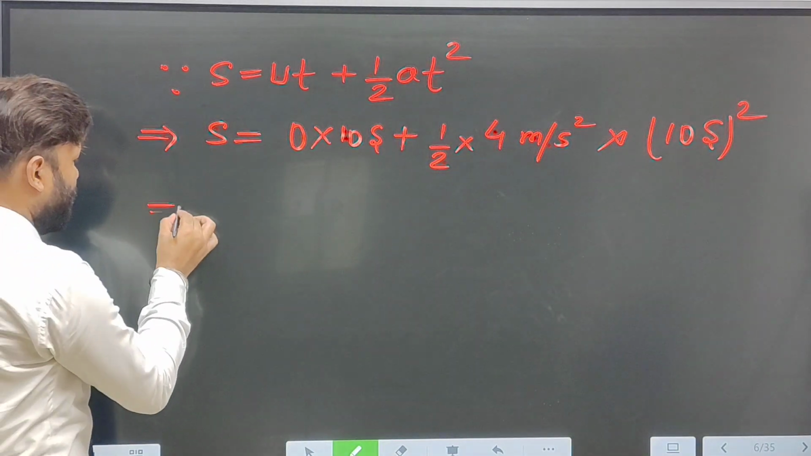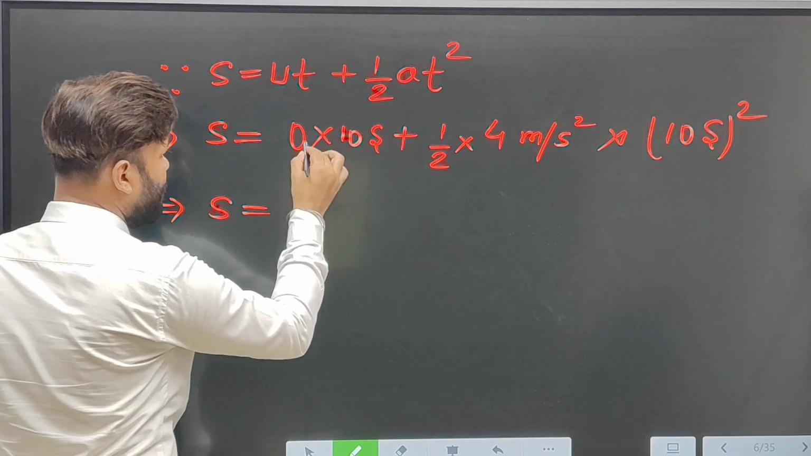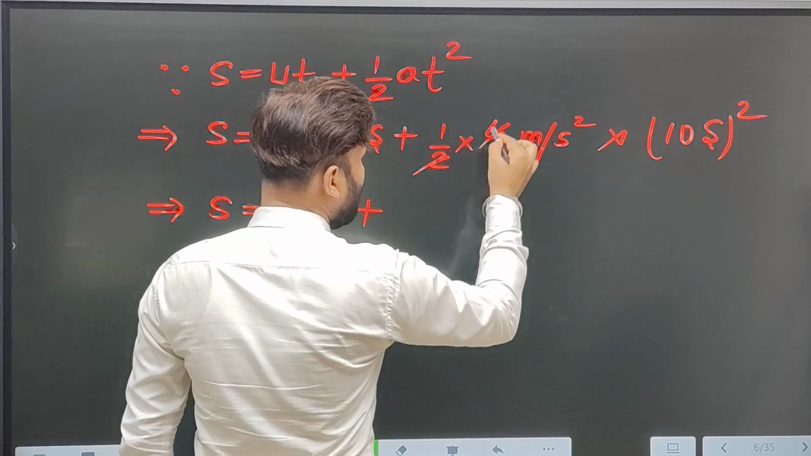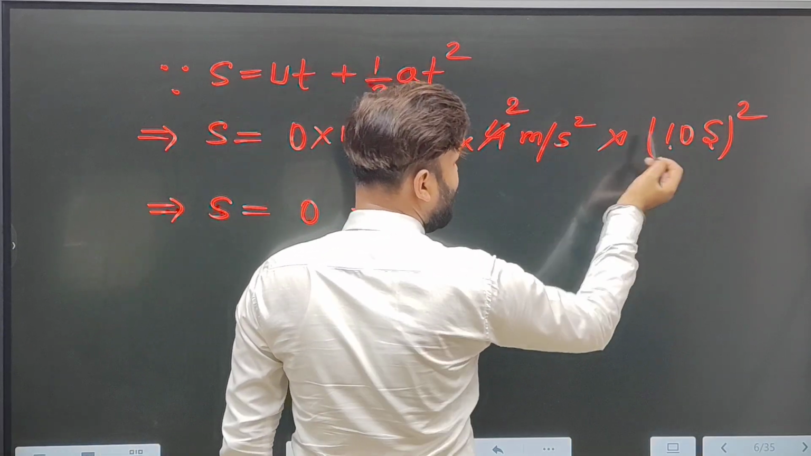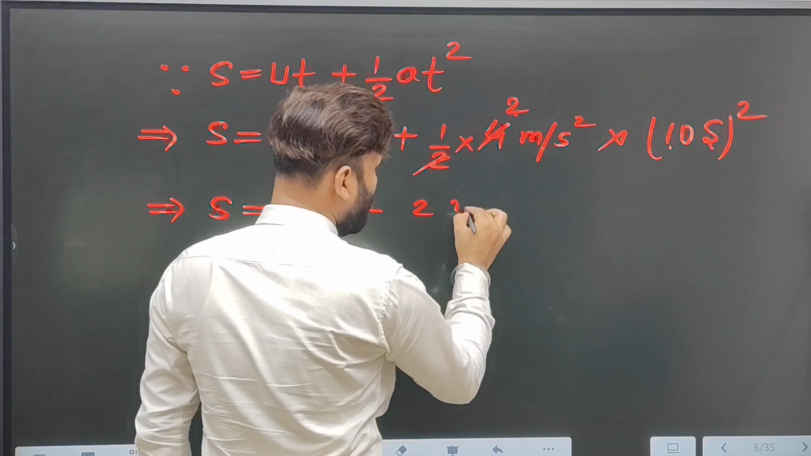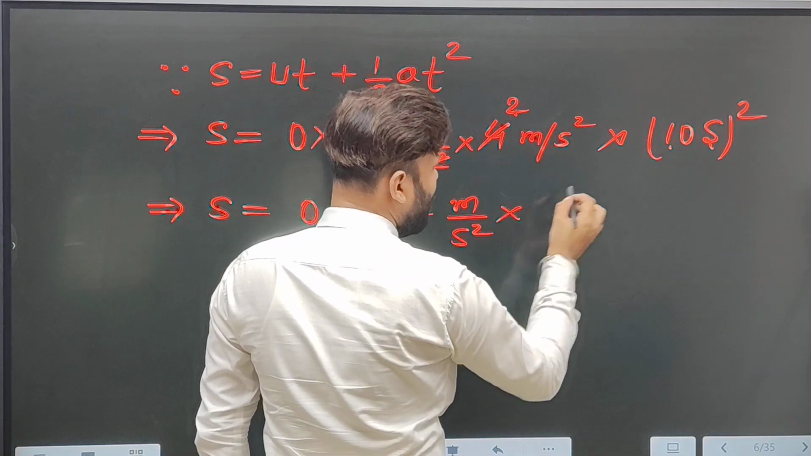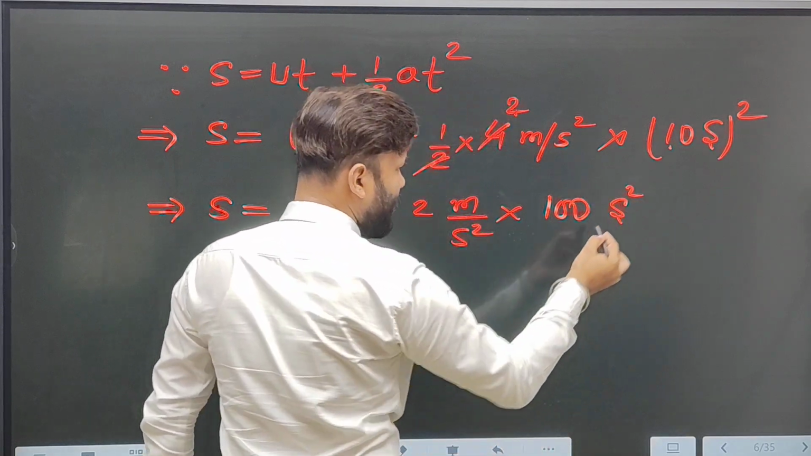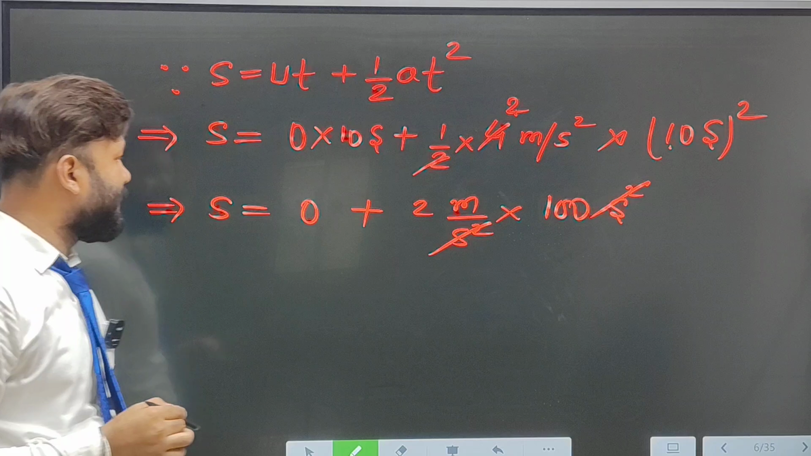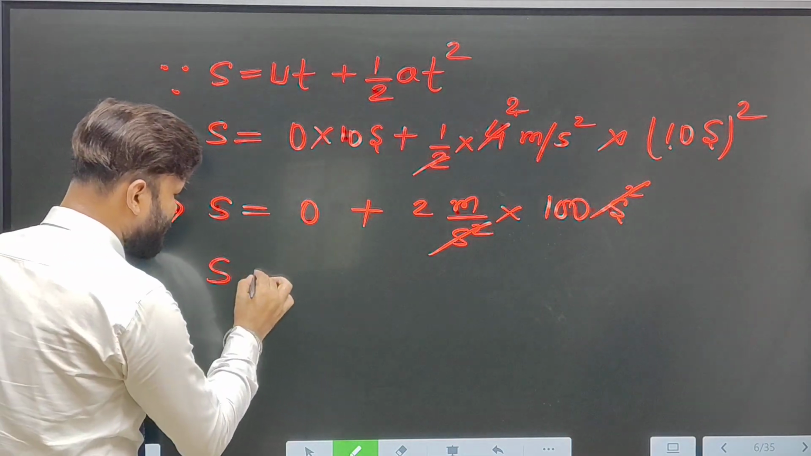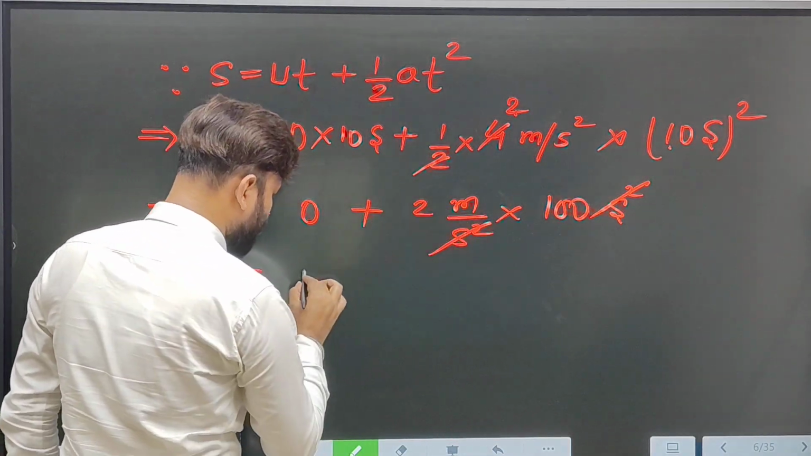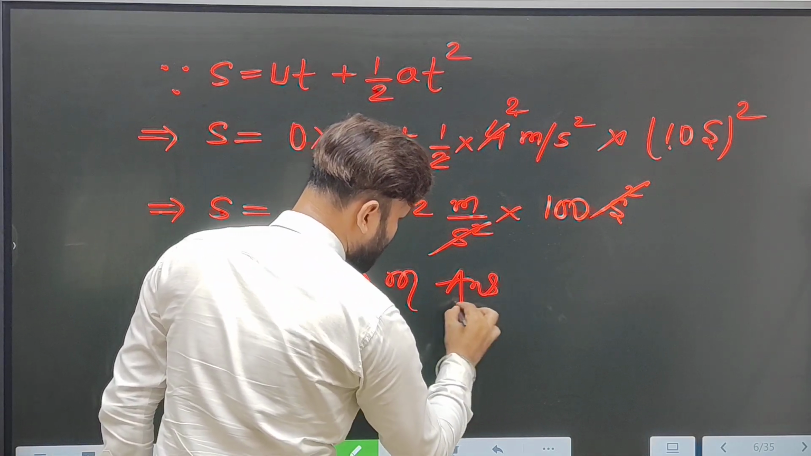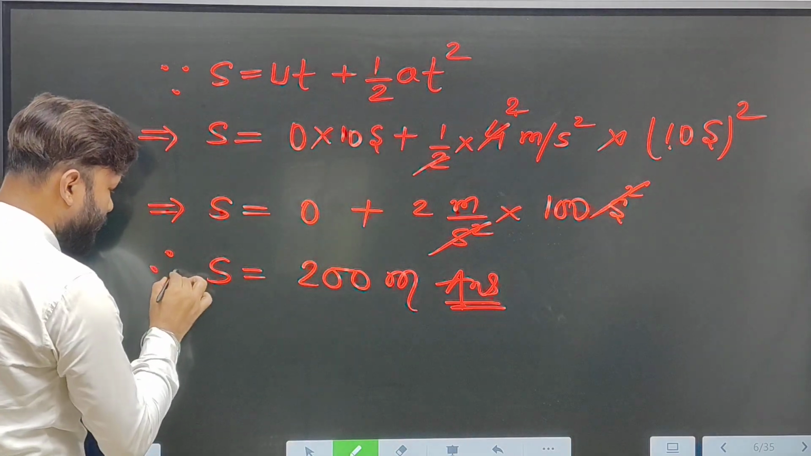Okay. Now 10 multiplied with 0 is 0, plus 2 from half times 4. Now 10 square is 100. So 2 meter per second square times 100 second square. Second square and second square cancel. So S is 100 times 2, which is 200. So 200 meter. This is the answer, student, of question number 2.